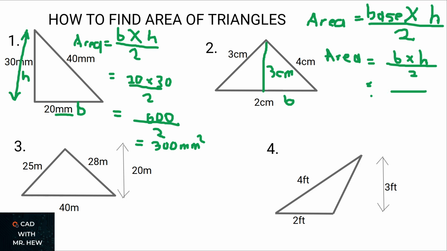So this is 2 times 3 divided by 2. This will be equal to 3 centimeter squared, because that's the unit, centimeter squared. What this is saying is that the area covered by the triangle is equal to 3 centimeter squared. So that's the answer.